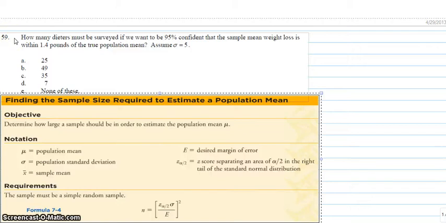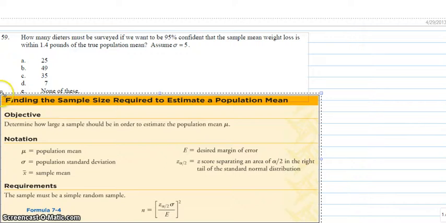How many dieters must be surveyed if we want to be 95% confident that the sample mean weight loss is within 1.4 pounds of the true population mean? Assume the standard deviation is 5. A, 25, B, 49, C, 35, D, 7, or E, none of these.